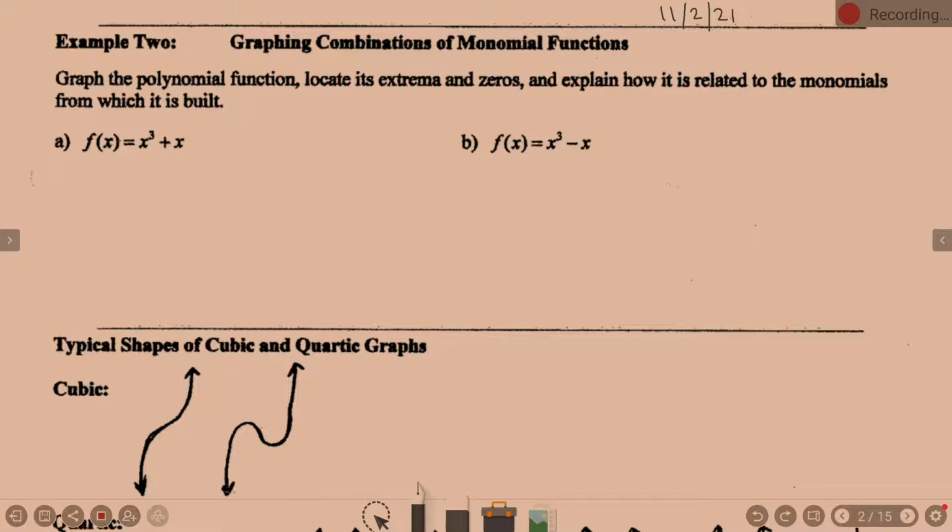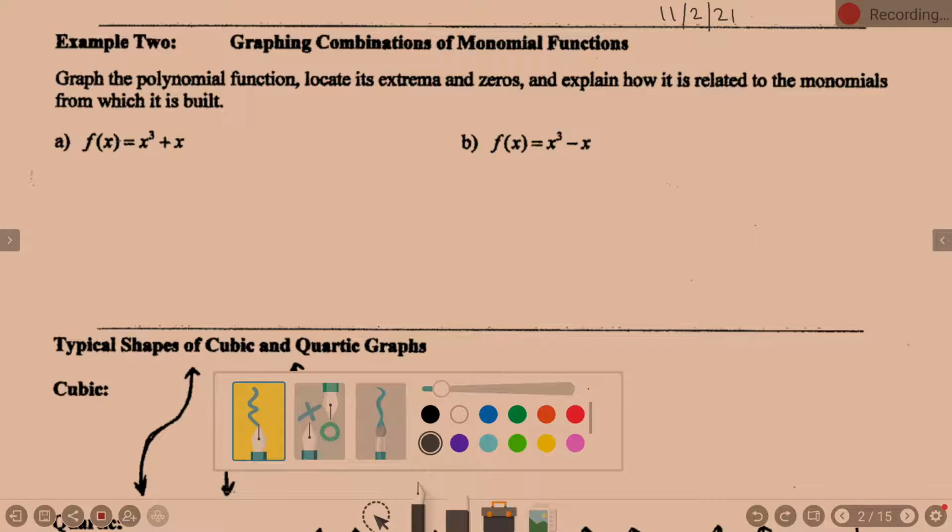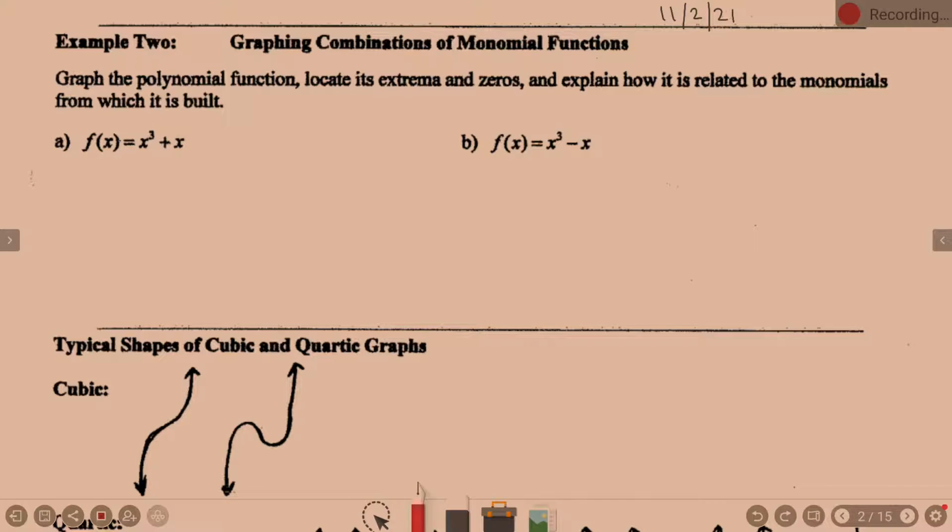Okay, so picking back up in lesson 2-3 on example 2. We talked briefly at the end of your class about the fact that we were going to be graphing these today. It said to locate extrema, and you guys reminded me that extrema are mins and maxes. And when we talk about zeros, we're talking about x-intercepts. Okay, so we talked about those things.